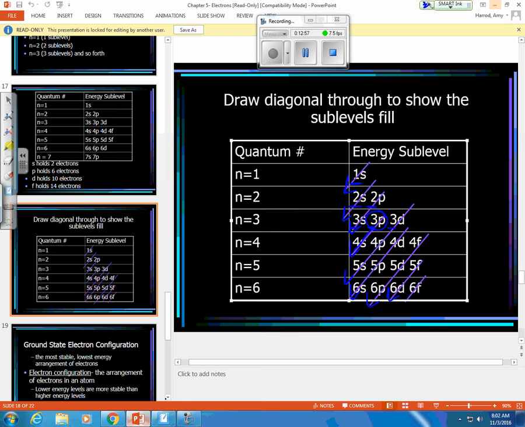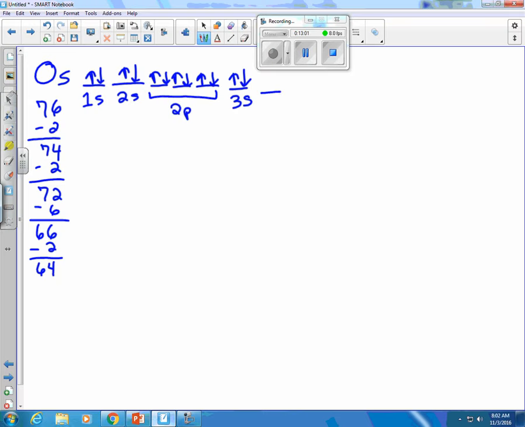After my 3S, I go to my 3P. 3 beds in it, regardless of what floor they're on. Remember that I'm talking about beds in hotel rooms, but these are really orbitals or 3-dimensional regions of space that the electrons can fly around in based on their energy levels. They do increase in size and they increase in energy as I go through this chart.